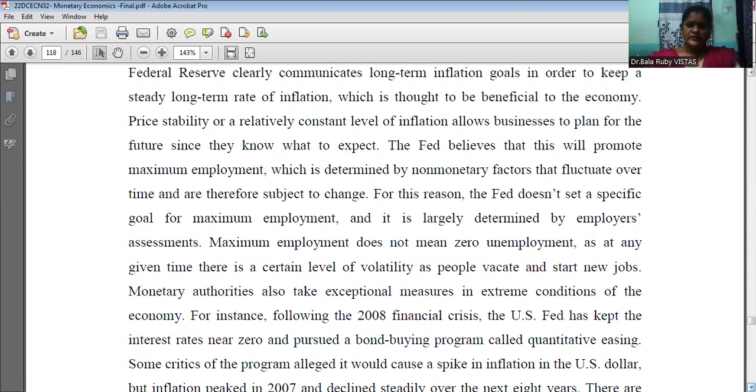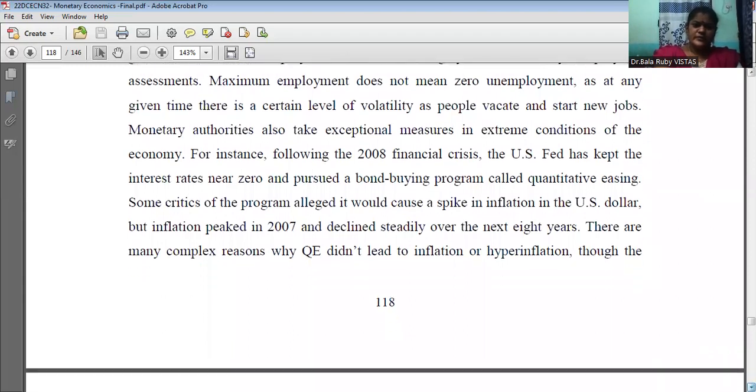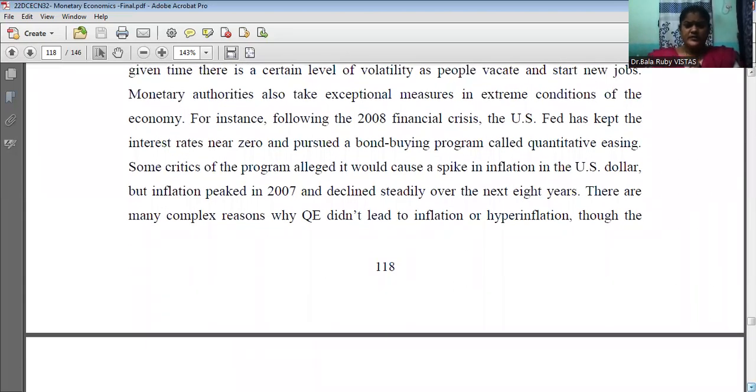Monetary authorities also take exceptional measures in extreme conditions of the economy. For instance, following the 2008 financial crisis, the US Fed has kept the interest rate near zero and pursued a bond buying program called quantitative easing. Some critics of the program alleged it would cause a spike in inflation in the US dollar. But inflation peaked in 2009 and declined steadily over the next 8 years.